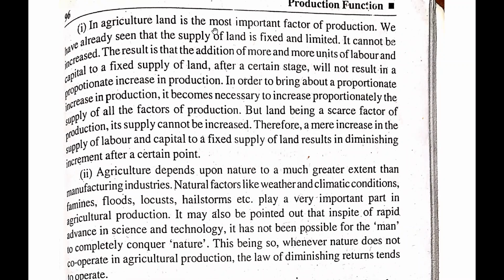In agriculture, land is the most important factor of production. We have already seen that the supply of land is fixed and limited. It cannot be increased. The result is that the addition of more and more units of labor and capital to a fixed supply of land after a certain stage will not result in a proportionate increase in production. In order to bring about a proportionate increase in production, it becomes necessary to increase proportionately the supply of all the factors of production. But land being a scarce factor of production, its supply cannot be increased. Therefore, a mere increase in the supply of labor and capital to a fixed supply of land results in diminishing increment after a certain point.